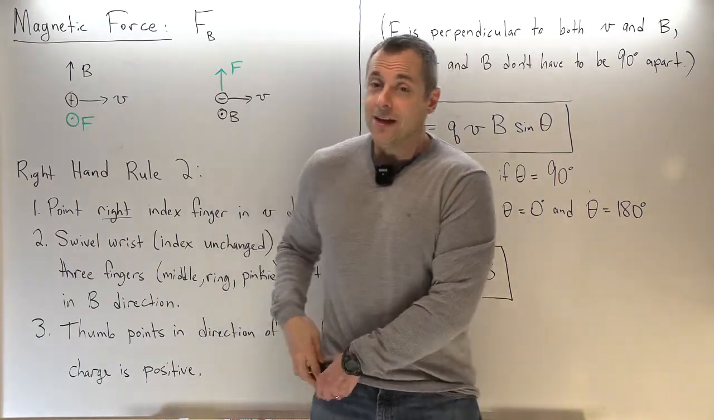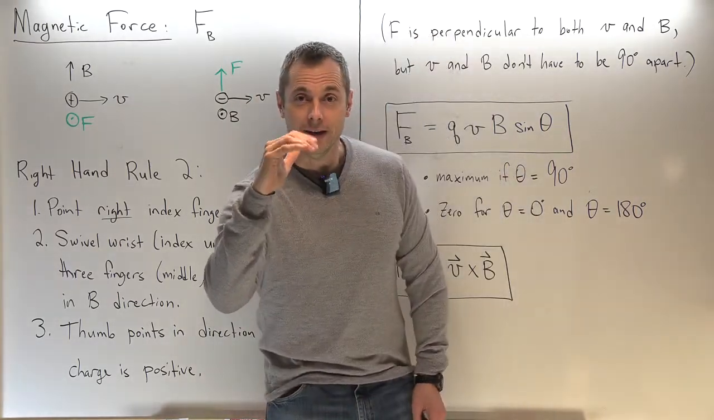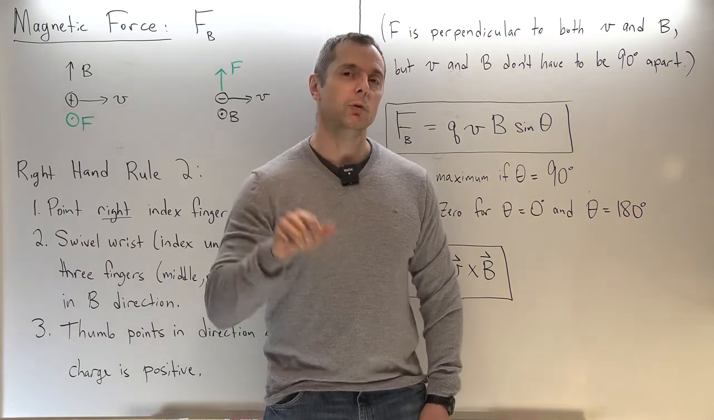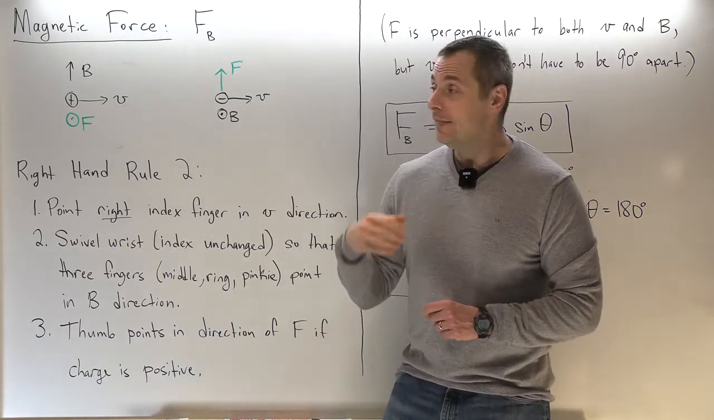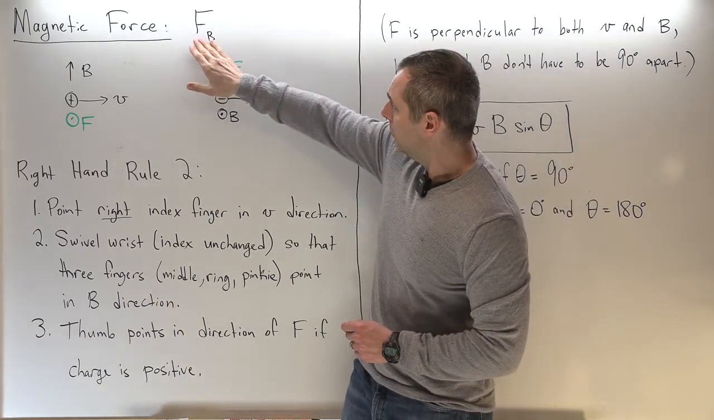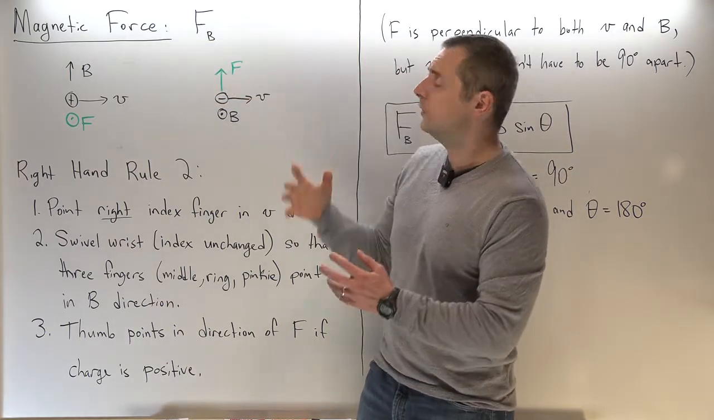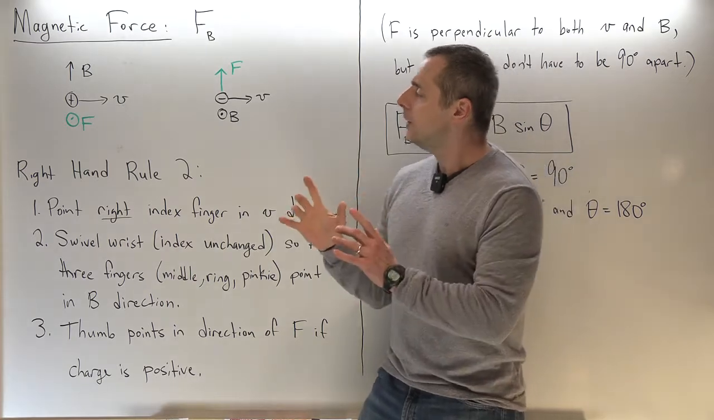All right, so that was practicing finding magnetic field using right-hand rule number 1. Let's move on to finding the magnetic force. So the symbol is F for force and then B for coming from the magnetic field. Here are a couple examples.